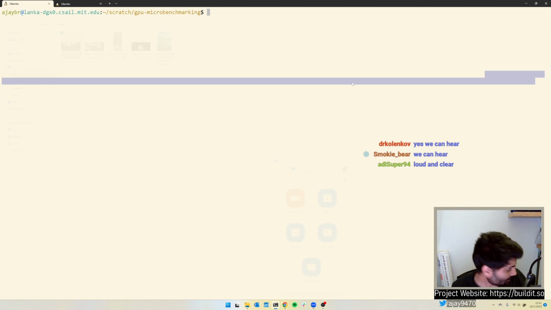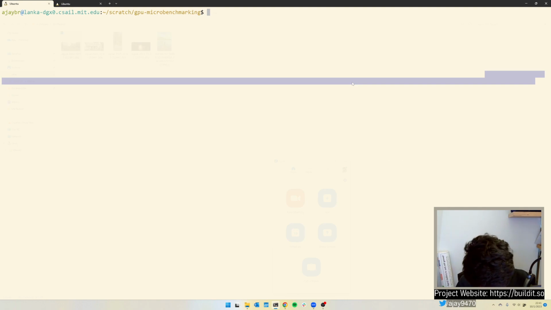Okay, let's talk about GPUs first. The two things to talk about before we start writing code. One is what GPUs are and what makes them special, what makes them different from CPUs. And the other is what makes sparse computations different.